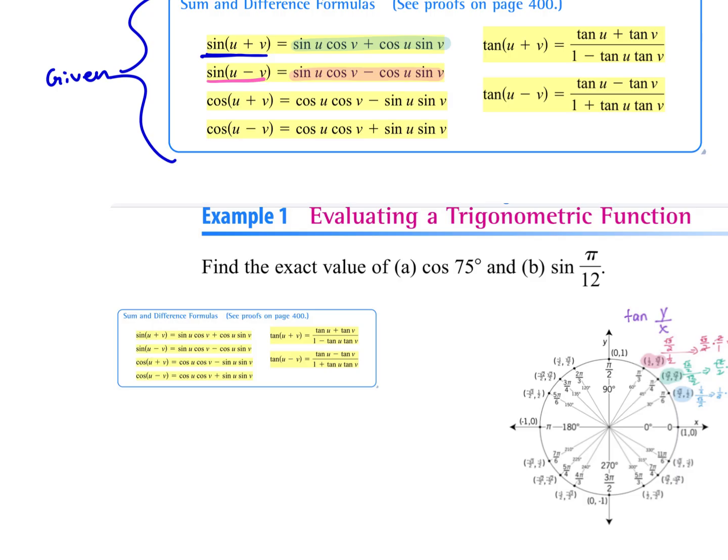So looking at example 1, we have cosine of 75 degrees. Is 75 degrees on the unit circle? No. But we can make up 75 degrees of two numbers that are on the unit circle. What are two numbers that either add or subtract to 75 that are on the unit circle? 45 and 30. Perfect. 45 plus 30 would be 75. So cosine of 75 is going to be the same as saying cosine of 45 plus 30.